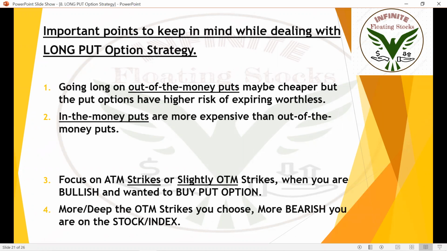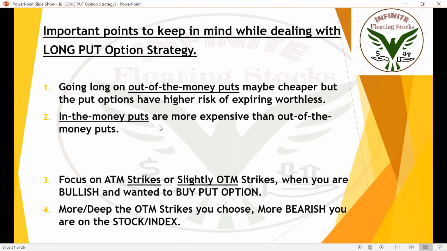Okay, so the market won't be bearish on most days. Don't choose cheap or deep out of the money puts when you are dealing with the long put option strategy. You need to focus on ATM strikes or slightly OTM strikes. Don't go for cheap OTM strikes and don't fall for traps. Choose slightly OTM or ATM strikes when dealing with the long put option strategy.